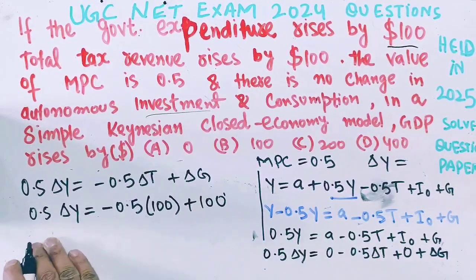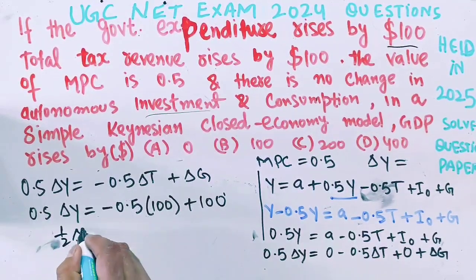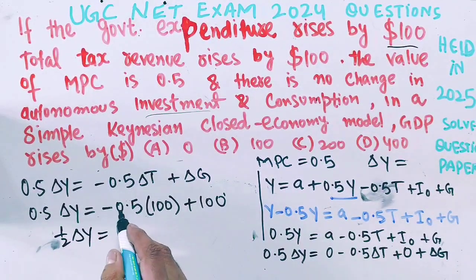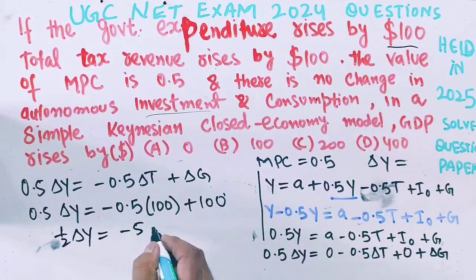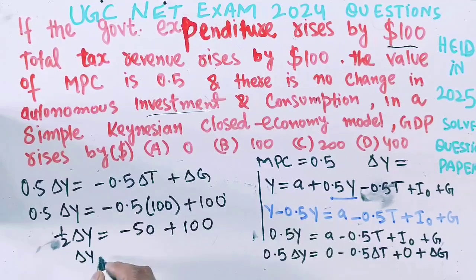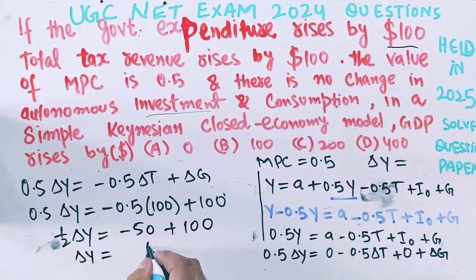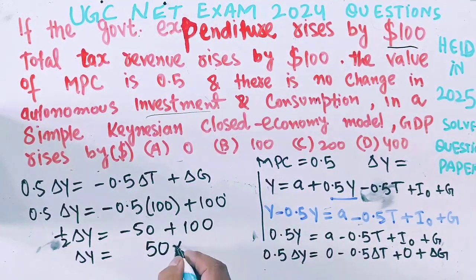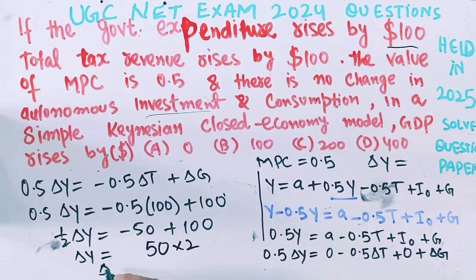So can I write 0.5 as 1 upon 2? Del Y will be equal to minus 0.5 into 100, which is minus 50, plus we have 100, so we get del Y is equal to 50. Transpose this, it gets multiplied, so we get the income will rise by 100.